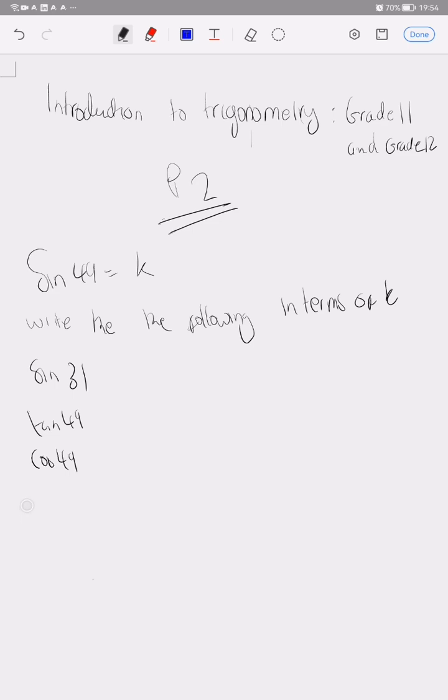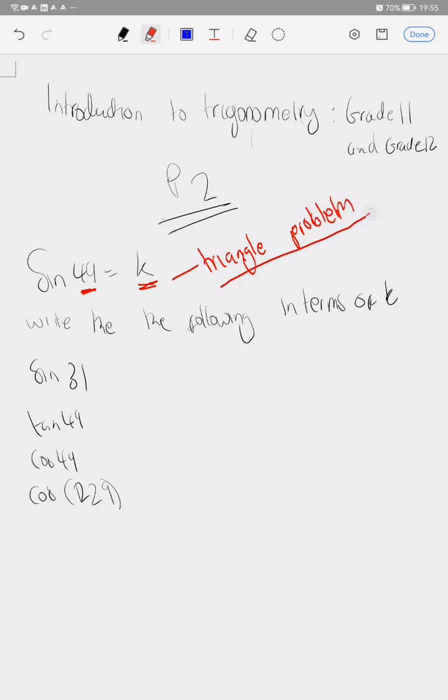Let's say cos 229. Yes, cos 229. I'm just making an example. So every time I'm given an angle here and I'm given a variable here, we call that the triangle problem.